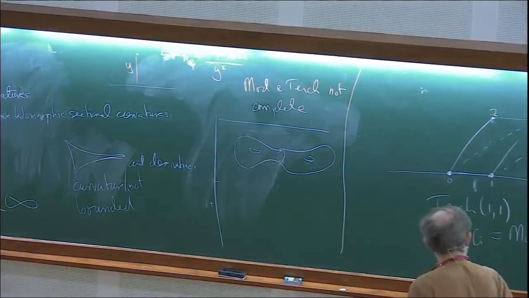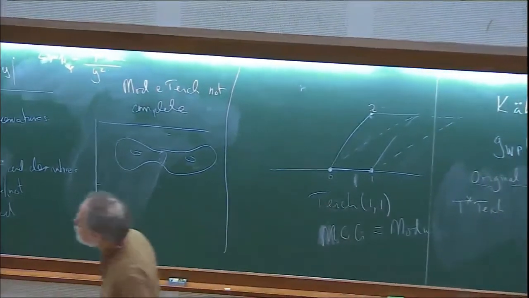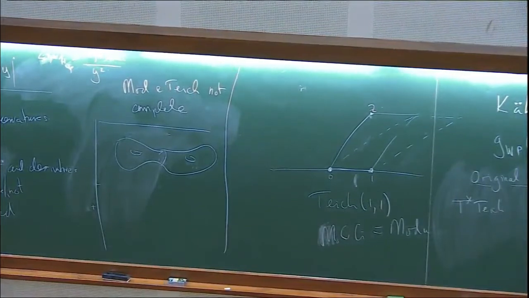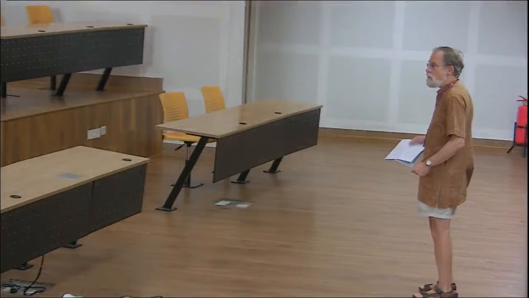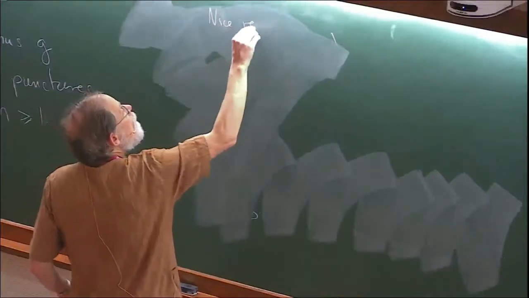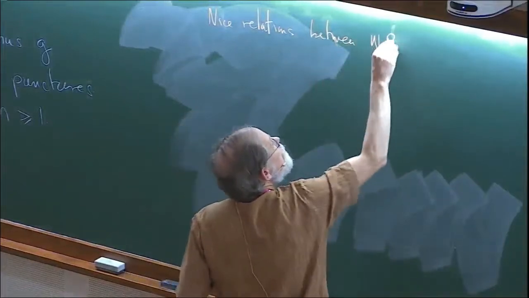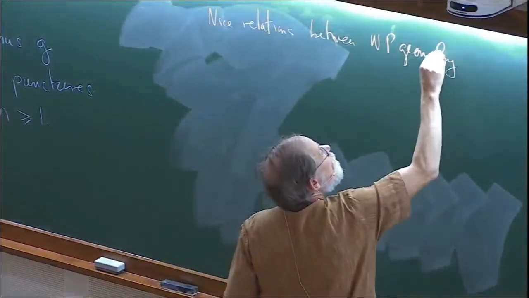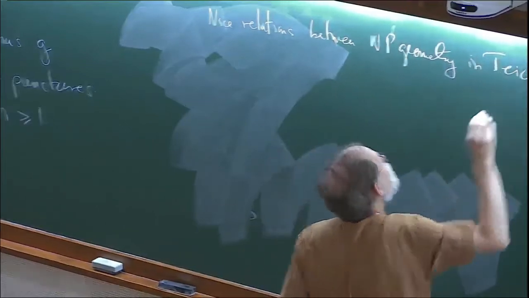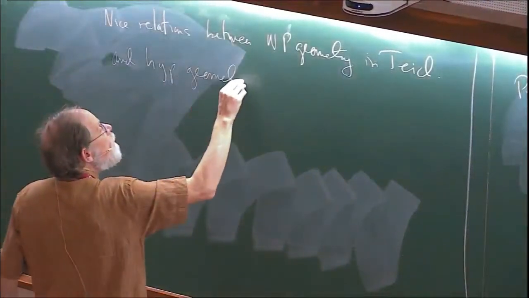Now, the Weil Petersson metric is good for something. And what it's good for is thinking about how the hyperbolic geometry on your surface S varies. So there are nice relations between Weil Petersson geometry in Teichmüller space and hyperbolic geometry on S.